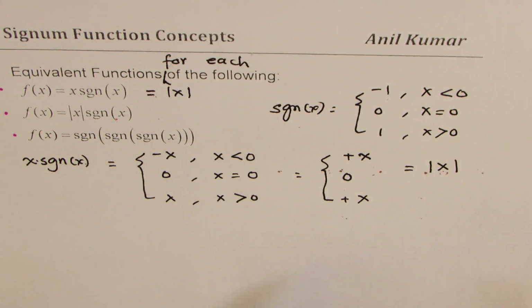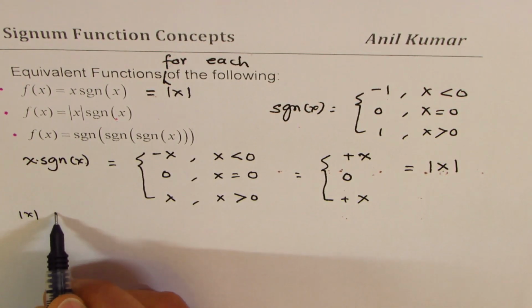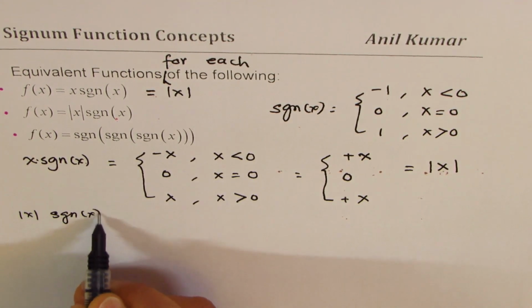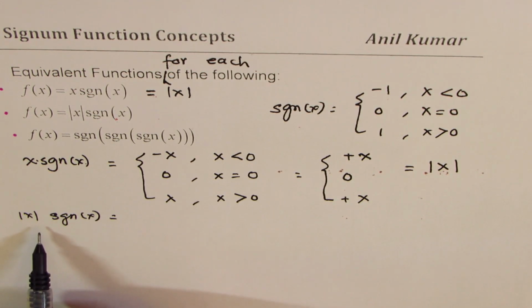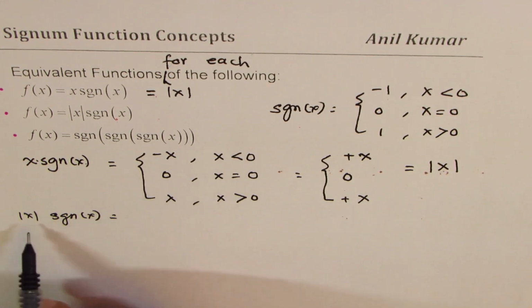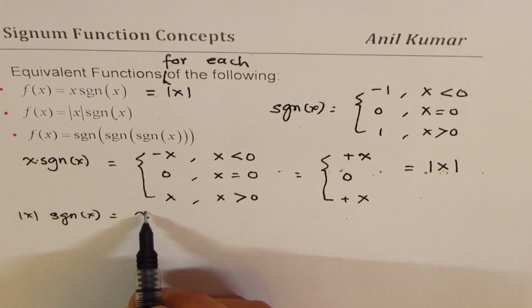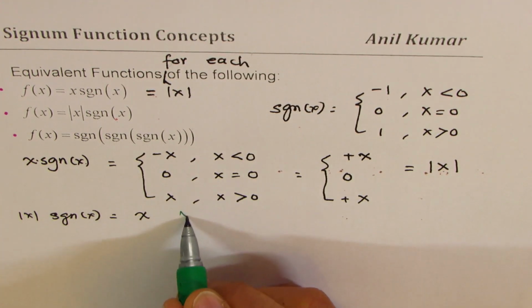Perfect. Now similarly, if you do the exercise of what is absolute value of x times signum x, you will realize that absolute value of x basically is negative 1, right? So you will realize that this is actually equal to x. Correct? So I'd like you to verify.